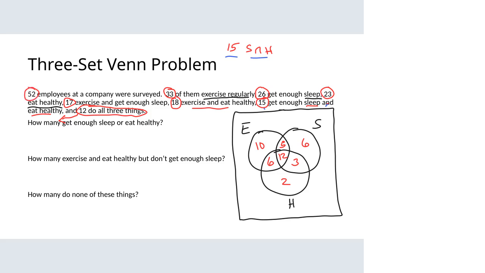52 employees were surveyed. So far, I have 10 plus 5 plus 6 plus 6 plus 12 plus 3 plus 2. So far, I have 44 in my diagram. So since 52 were surveyed, 44 in my diagram, there must be 8 people out there. Before we answer those questions on the left, please let me know if you have any questions about what we did to draw that Venn diagram based on the information we were given.